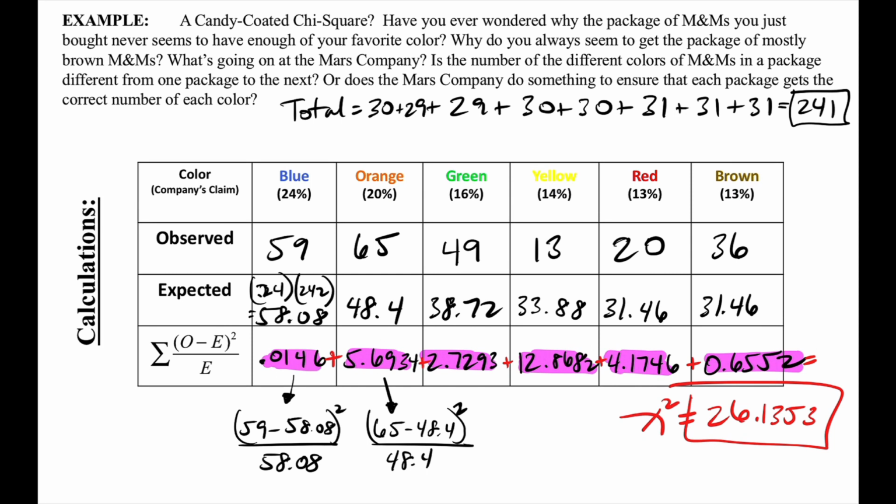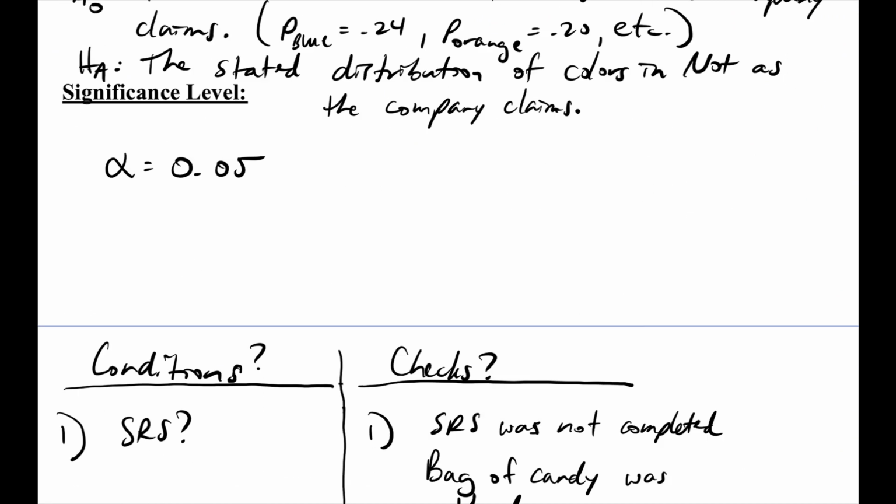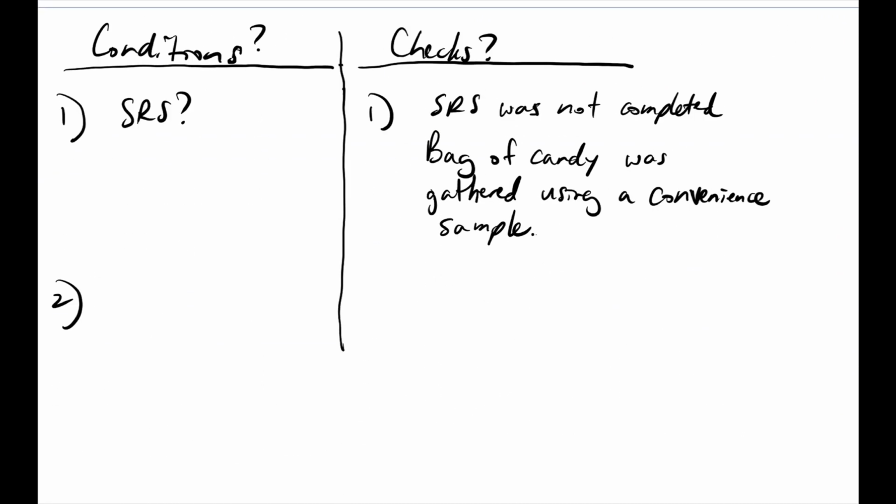Okay, so yesterday we filled out the table. We calculated the chi-square. For each individual color had a chi-square. So the total chi-square was 26.1353. Okay. And then we kind of went backwards as to what we did there. Conditions, we got stuck on the SRS. It was not done correctly. So we want to note that the SRS was not done correctly because it was a convenience sample, right? We talked about the correct way to do it, but this was done in an incorrect manner. So we just note it, keep going.